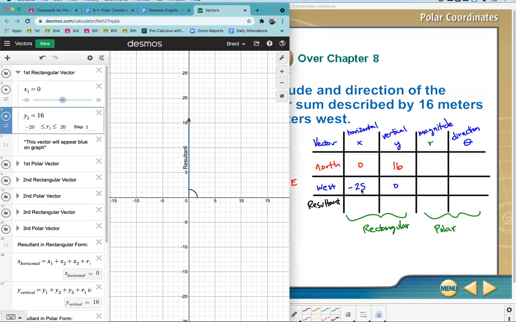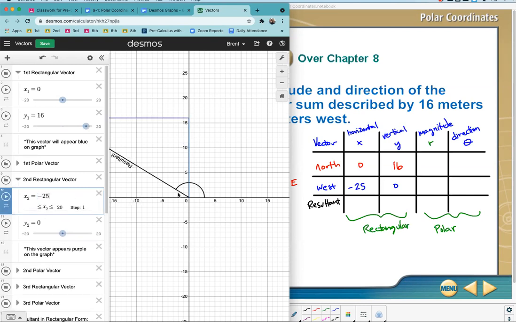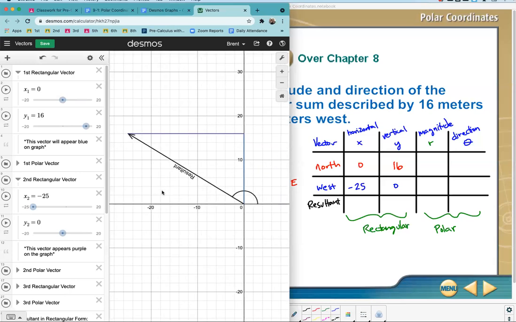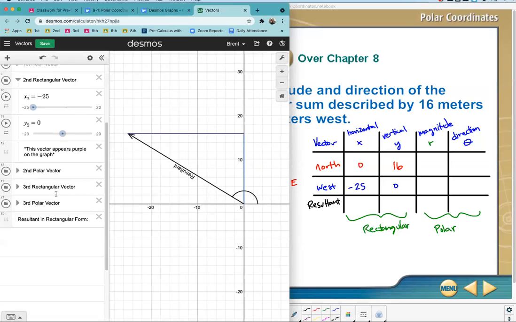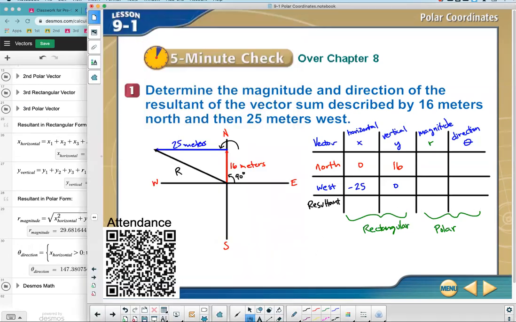My second vector is also in the rectangular column, so I'll go second rectangular. I get 25 and 0. When I view the picture, my picture is accurate. And if I slide down here, this calculator will calculate all 4 values across for the resultant. Now, this is neat for just the math rules here. The way it works is the x and y columns combine together. If you have all of them listed, they would combine together. And that's why this is going to say negative 25.